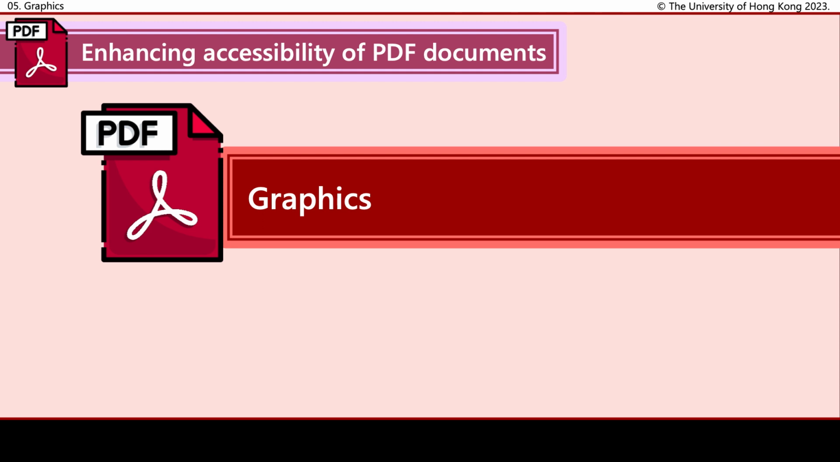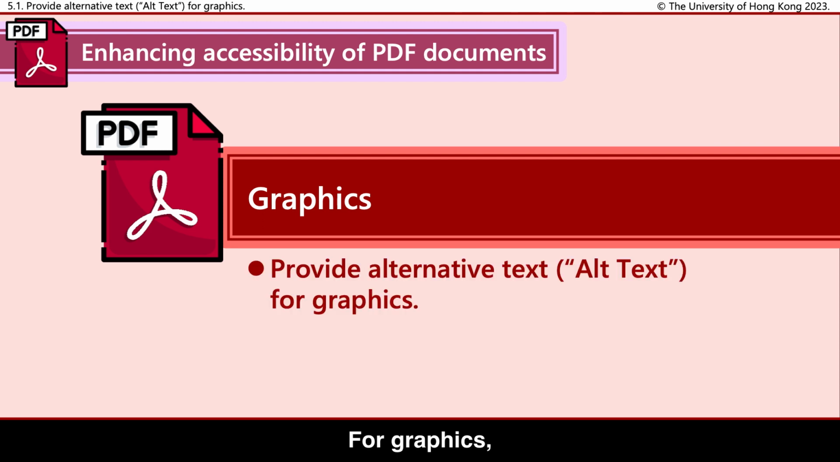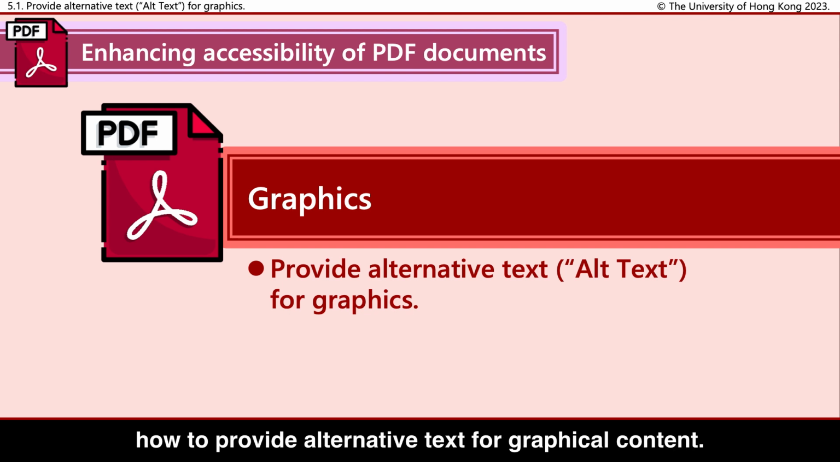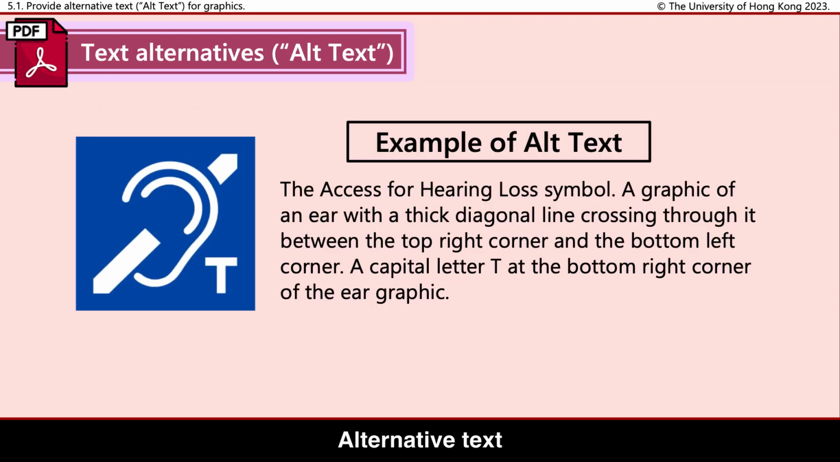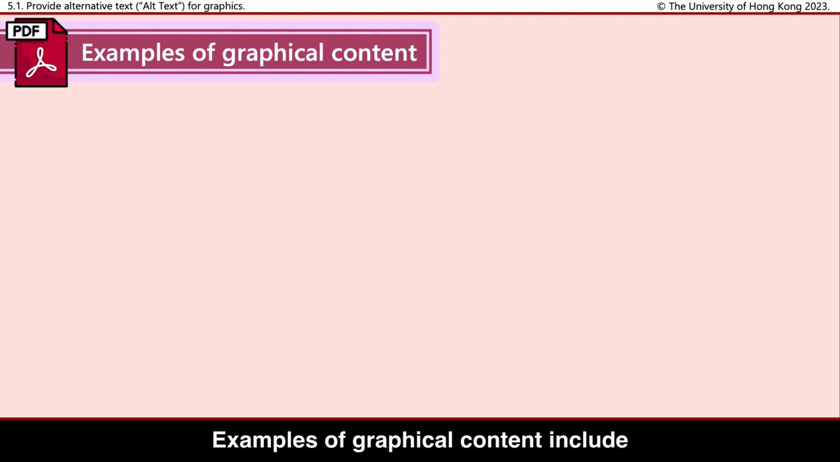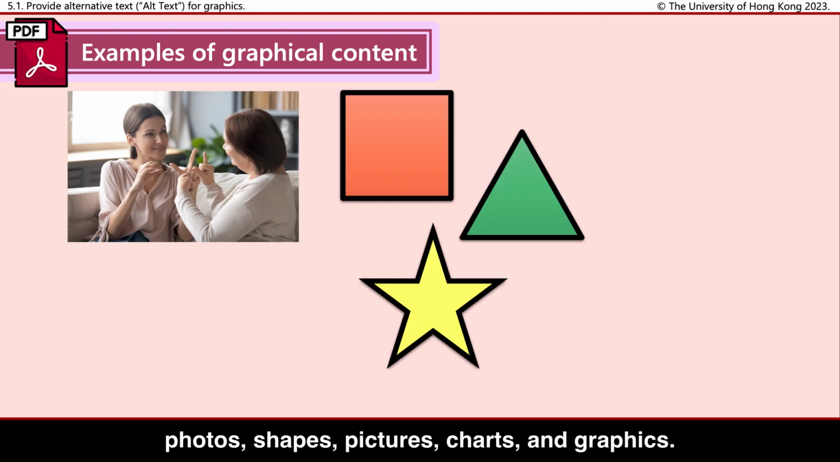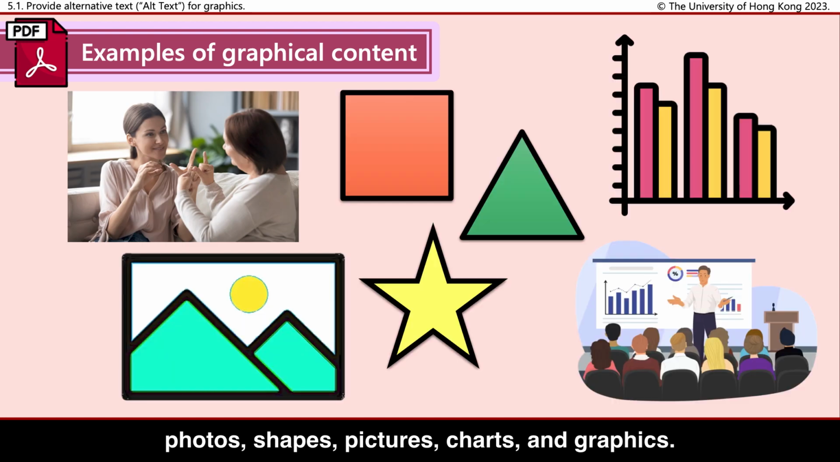Graphics. For graphics, we would need to be aware of how to provide alternative text for graphical content. Alternative text. Alt text concisely describes the content and the purposes of the graphical content in brief phrases or 1 to 2 sentences. Examples of graphical content include photos, shapes, pictures, charts, and graphics.